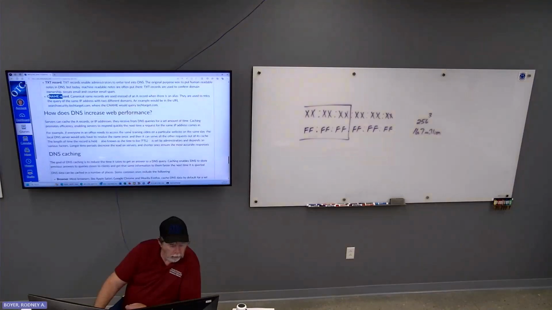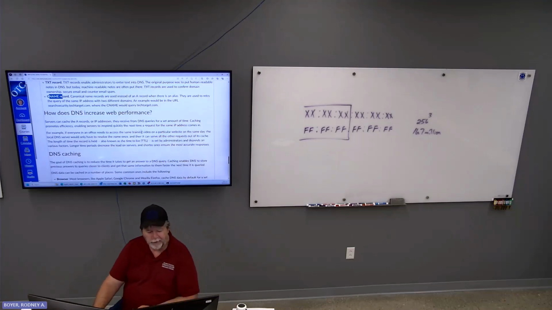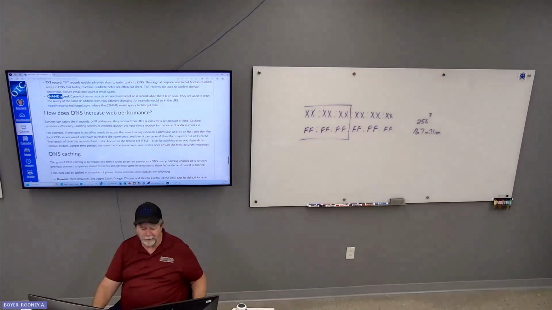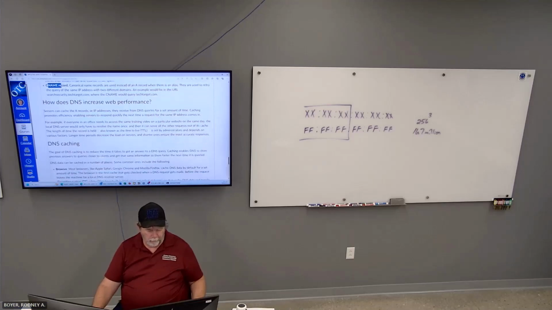So how does DNS increase web performance? Servers can cache A records or IP addresses they receive from DNS queries for a set amount of time, that is TTL, time to live. Most efficiency enabling servers to quickly respond the next time a request for the same address comes in. Yeah, there it is, time to live. Longer time periods decrease the load on servers, shorter ones ensure the most accurate responses.